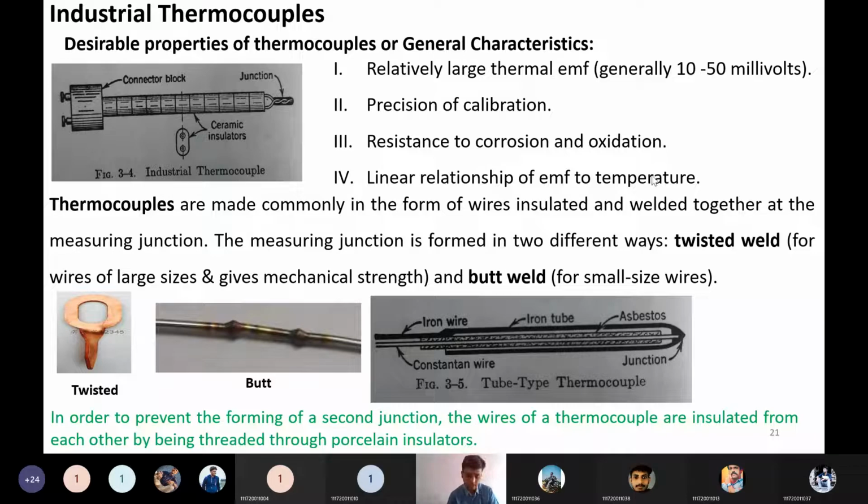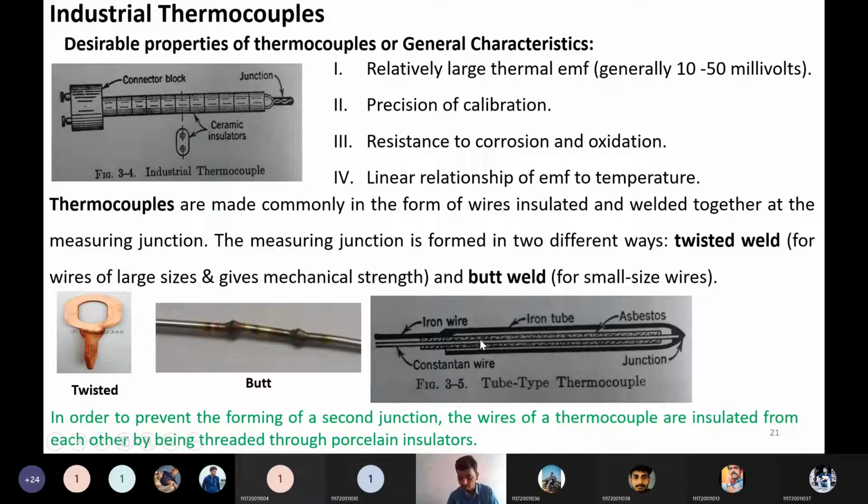This iron tube will generally be something like 1/8 inch, so 1/8 inch iron outside diameter it will be there. Then usually a thin wire of constantan will be fixed in the middle of this tube. And in order to prevent them from forming a second junction, we have to use some insulating material. This insulating material can be asbestos, cotton-like things we can use. Ceramic type of setups we can use in between them.